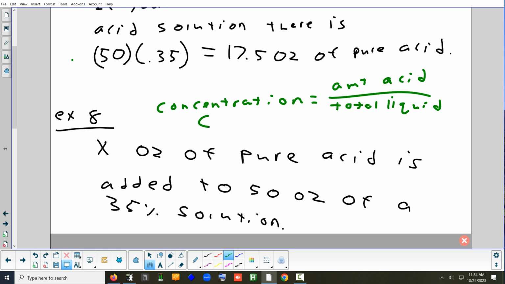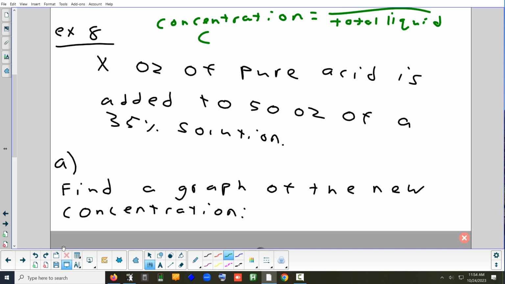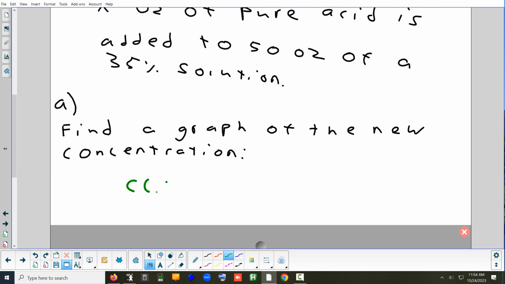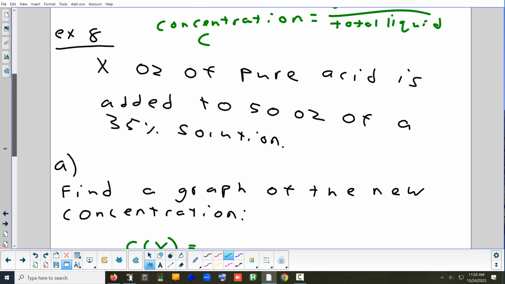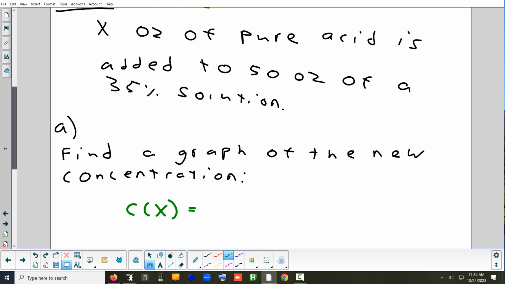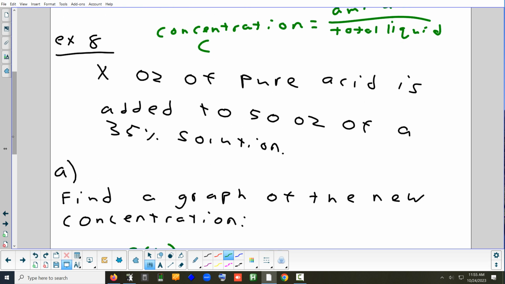Okay, and we're going to call the concentration C for concentration. So it says find a graph of the new concentration. So let's start with, I know it's going to be C of X because they tell me in the problem I'm adding X ounces. X is the unknown, so I have to use X. Now it's going to be the total amount of acid divided by the total amount of liquid. There's two sources of acid in the problem. One is what was already in the solution. The other one is what we're going to pour in with it.